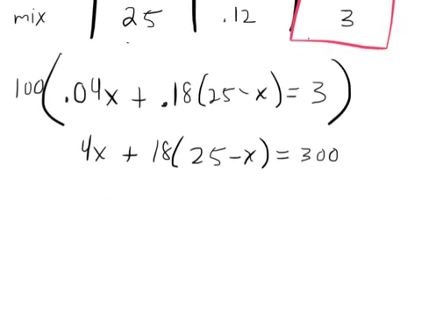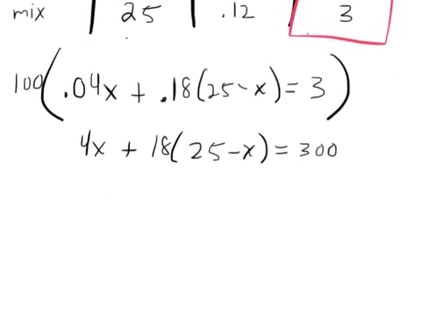Okay? Next, distribute and solve. I'm going to leave you to do the rest on your own. Once you get an answer for x, that'll give you one of them. Do 25 minus that to get the other. Okay? What else? What else to work on? It's a mixture problem.